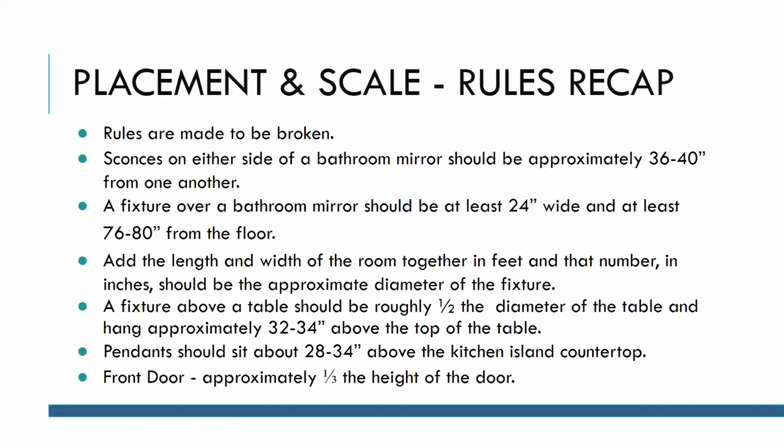Sconces on either side of the bathroom mirror. We talked about that cross lighting being important. A fixture over the bathroom mirror, at least 24 inches wide, just helps with balance. And then a front door lantern size that's approximately about a third the height of the door is usually the best way to go, which for some people feels very large. But if you remember those pictures, they actually scale out really, really well.